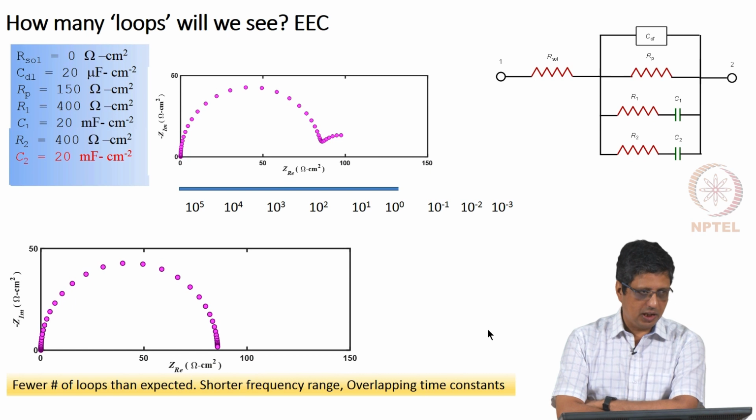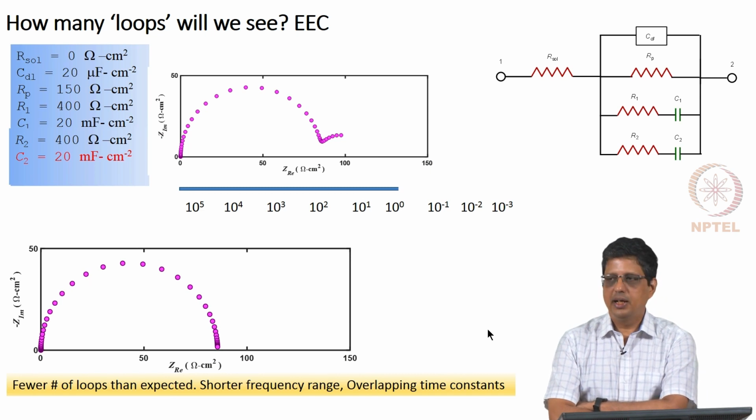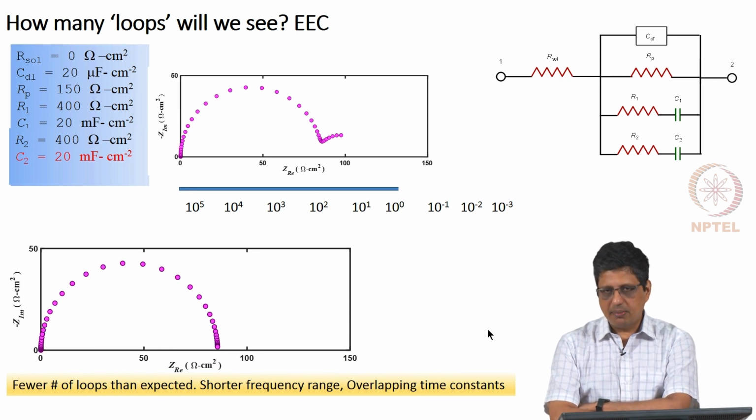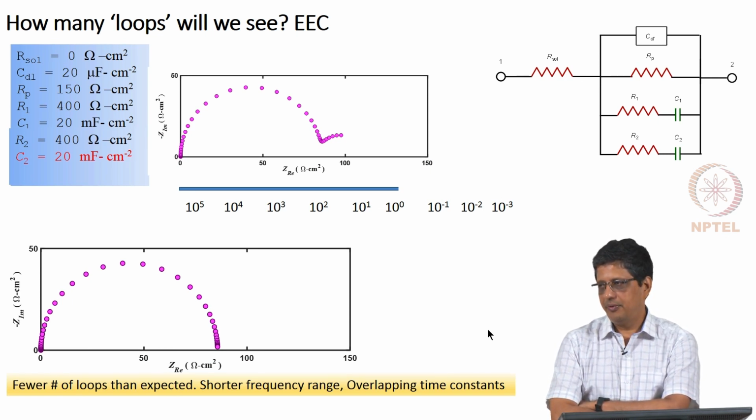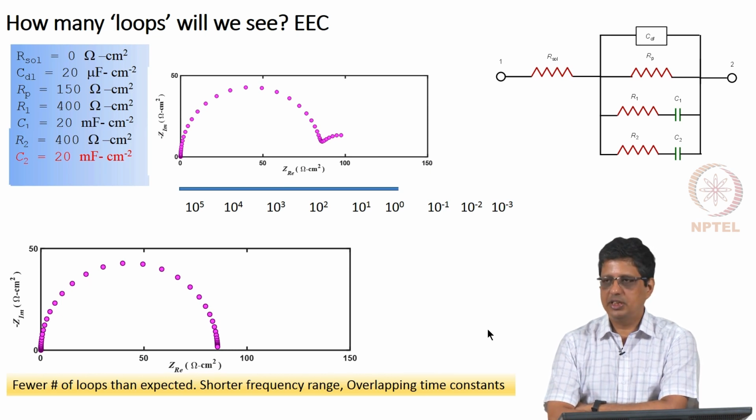So, if we see a certain number of loops, you should say one loop is meant for the double layer in parallel with polarization resistance in the Maxwell representation. Other loops represent how many adsorbed species there are, but this tells you the minimum number of adsorbed species that is necessary. It does not mean the system has only that many adsorbed species.